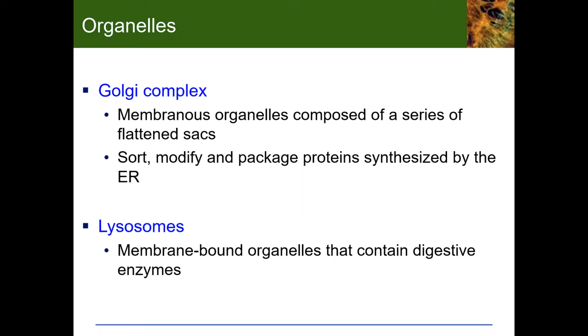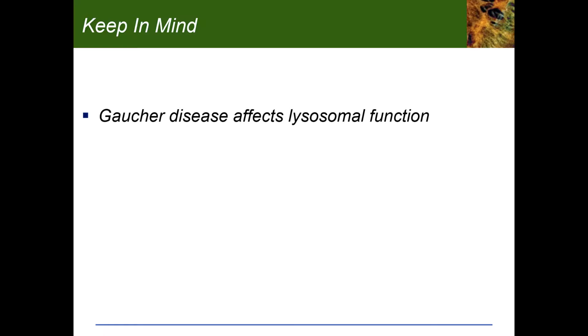Organelles. You have the Golgi complex, membranous organelles composed of a series of flattened sacs. The job of the Golgi complex is to sort, modify, and package proteins synthesized by the endoplasmic reticulum. And the lysosomes are membrane-bound organelles that contain digestive enzymes. Keep in mind, Gaucher disease affects lysosomal function. It's one of the diseases that's highlighted in the book. You can read about that there.